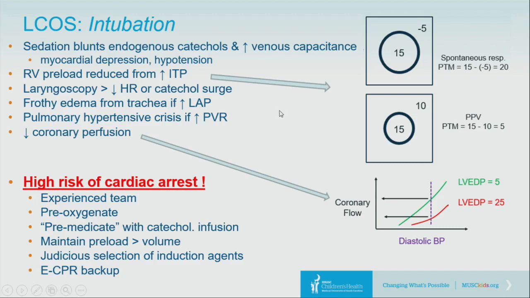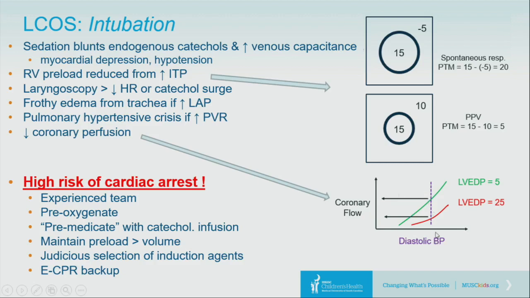causes bradycardia. Some of these patients with elevated left atrial pressure, as soon as they're given sedation and a muscle relaxant, will start frothing pulmonary edema from the endotracheal tube, which is going to obscure your visualization of the vocal cords. If they have baseline elevated PVR, like advanced long-standing heart failure patients, they could have a pulmonary hypertensive crisis. And then finally, the coronary perfusion could be compromised, right?